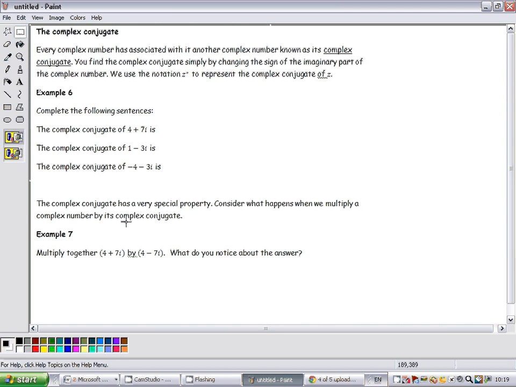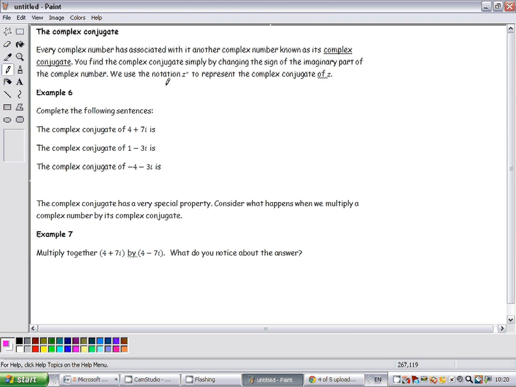Complex numbers, example 7. Before we do example 7, I'm just going to draw your attention to a new piece of terminology that we've got here. Something called the conjugate. Now, we talked about this earlier. Every complex number has a conjugate, which is like a little partner to it, if you like. And you find the complex conjugate by changing the sign on the imaginary part of the complex number.